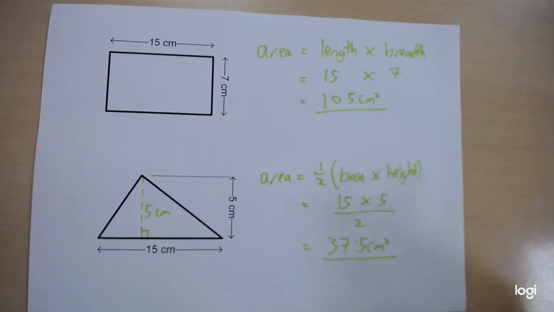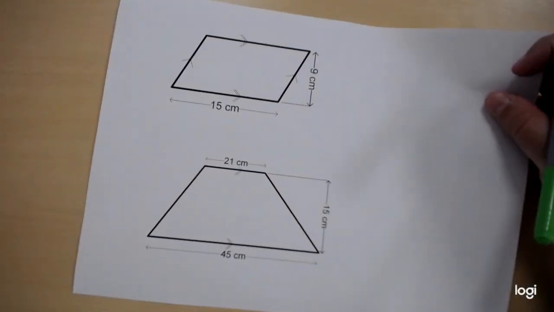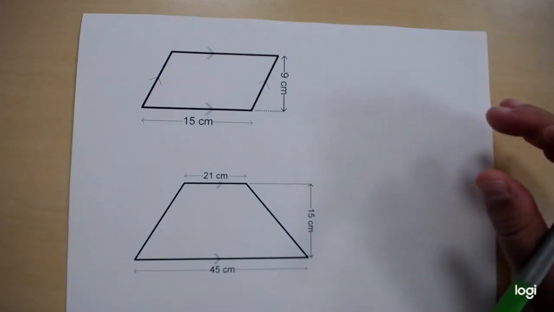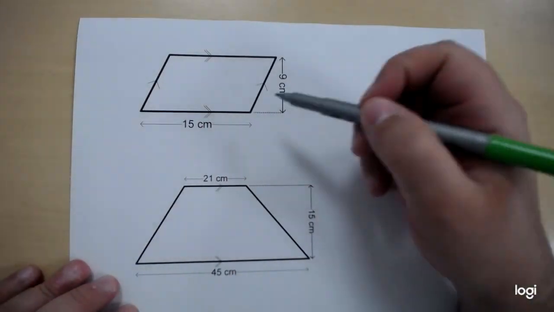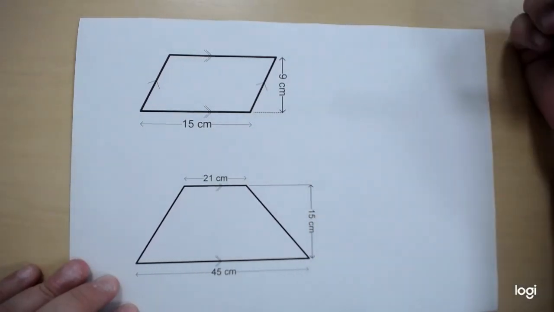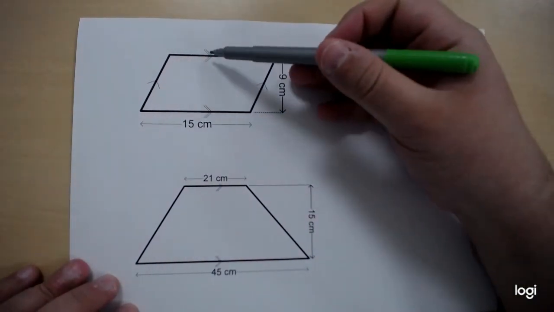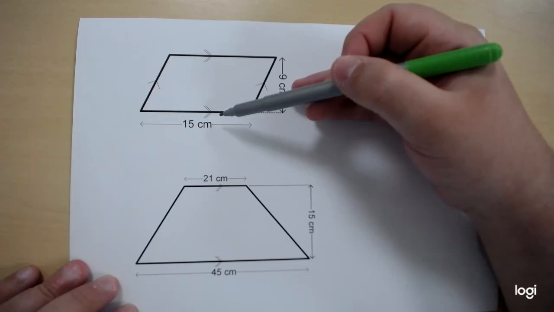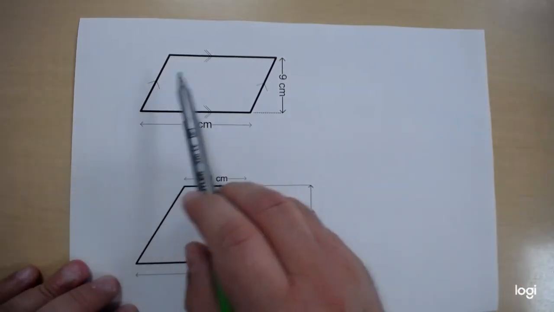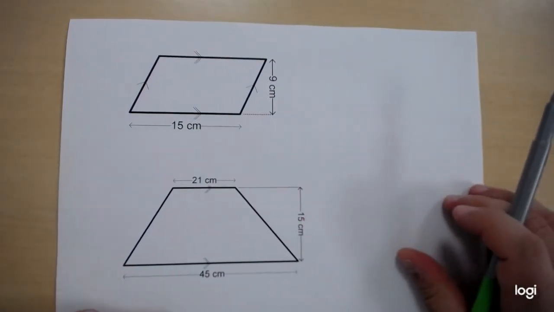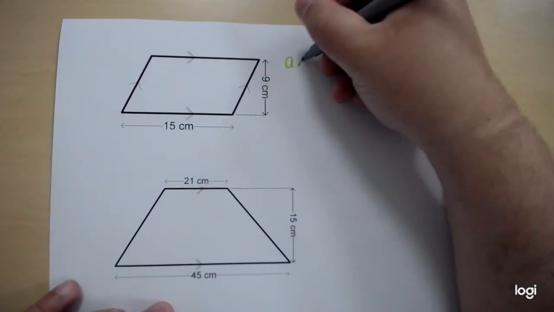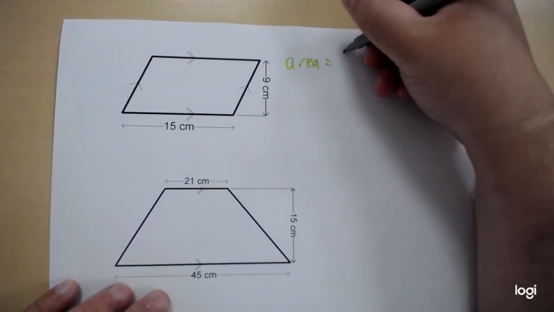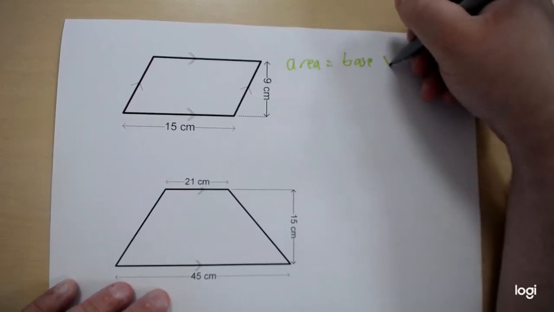Our next shape is the parallelogram. A parallelogram is basically a quadrilateral, so it's a shape with 4 sides. However, 2 of these sides are parallel and the other 2 sides are parallel as well. In order to find the area for a parallelogram, we use the formula base times height.